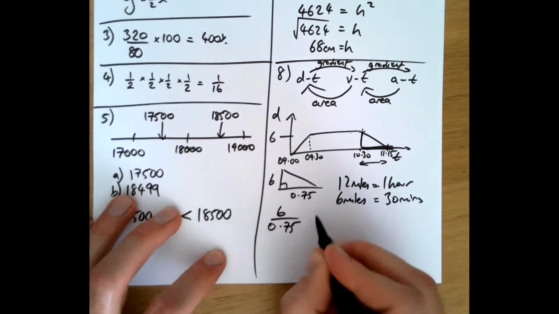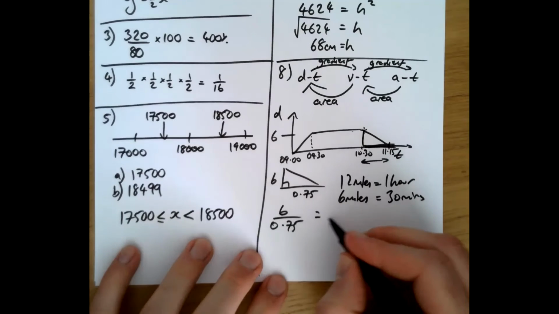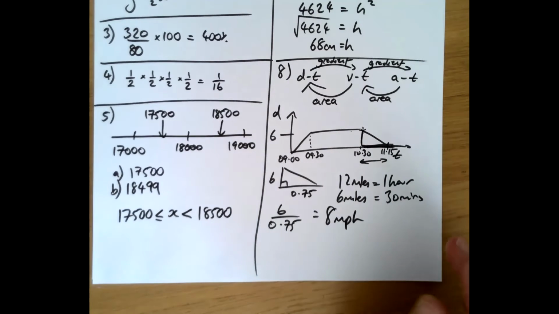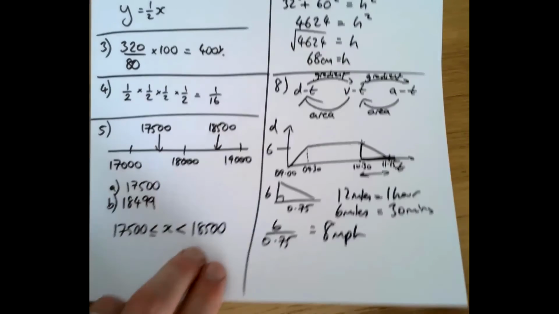Type that into my calculator. I'm really hoping that that one is correct. And we get 8 miles per hour. Okay, there are other ways, and you've probably torn your hair out listening to my explanation there, but hopefully that helps some of you. Okay, what question are we on now?